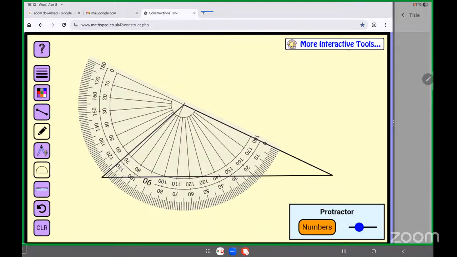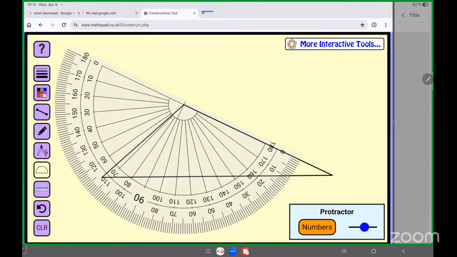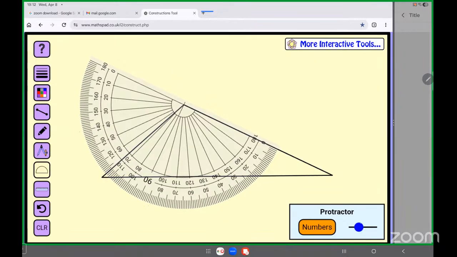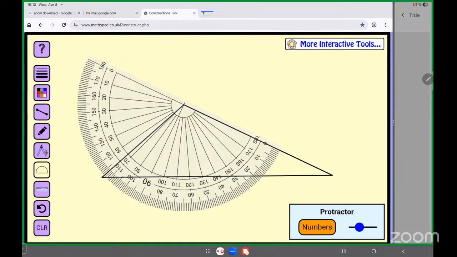You can see again, it's 117 from the other end. Can you see 117? See there? 117, right there. We're reading the outer scale this time, the one that starts at 0.